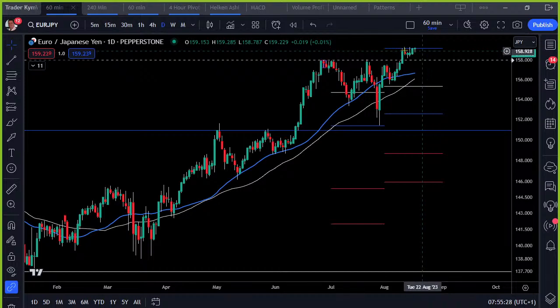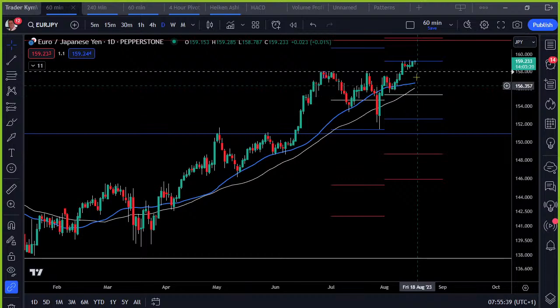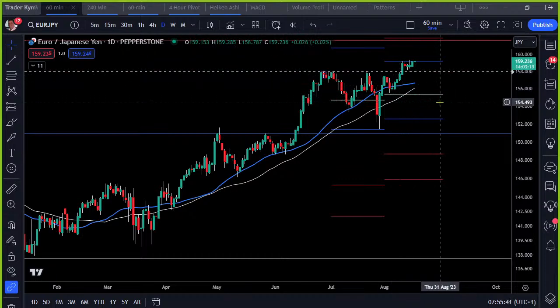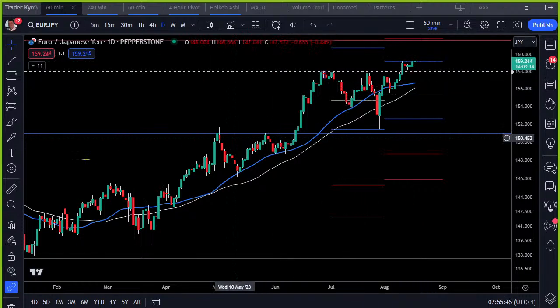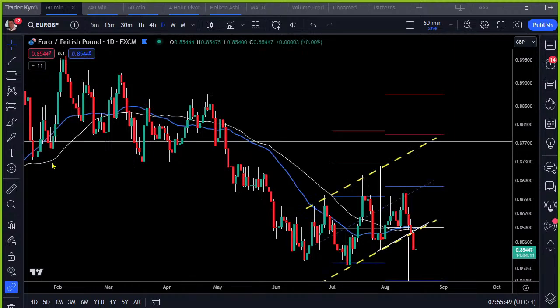Certainly there's nothing to say on this daily picture it's going to roll over. It is into the R1 on the pivots here, the monthly R1. It hasn't quite caught the monthly pivot itself, so there is scope for it to push on even further. Okay, euro pound, and of course if the yen continues to weaken, that's great.